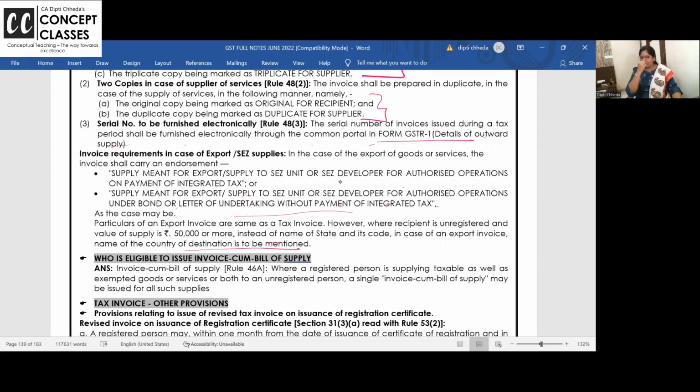All clear? Yes. Everything is clear until now about the tax invoice.